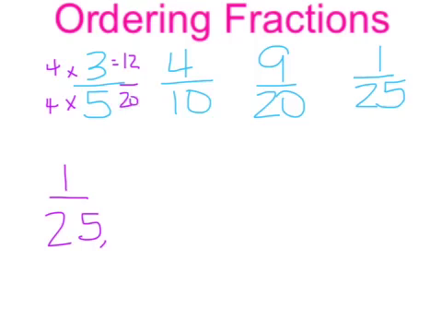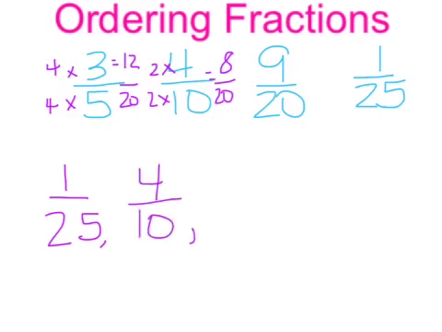And then I'm going to move on to 10. What do I have to do to 10 to make it equal to 20? I'm going to multiply it by 2. Whatever I do to the bottom, I have to do to the top, so I'm also going to multiply the 4 by 2. 2 times 4 is 8. And 2 times 10 is 20, and now I have 3 fractions that I can actually compare. Looking at these fractions, I can see that the next smallest one is actually 4/10 because its equivalent is 8/20. So 4/10 is going to come next in our list from least to greatest.